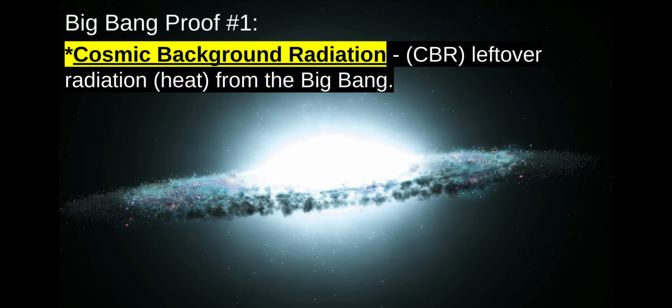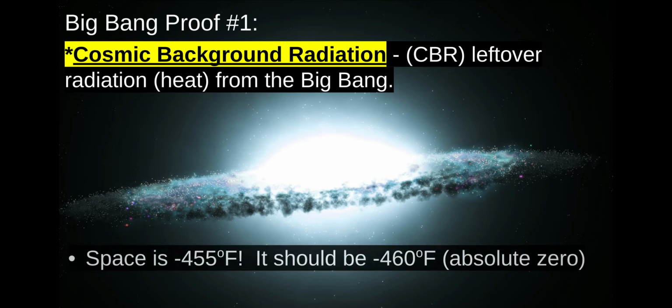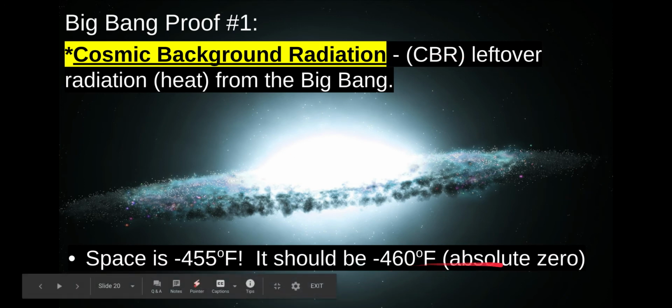Now, the oven is going to hold on to that heat for a while, right? You walk back into the kitchen or you can feel it throughout your house even after it's off. Well, the Big Bang was so hot, even though it happened 13.8 billion years ago, some of that heat is still left over, right? Scientifically, space should be zero or negative 460 degrees Fahrenheit. But space's actual temperature is negative 455 degrees.